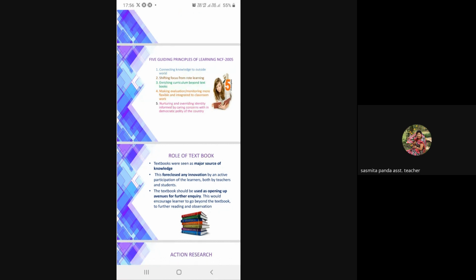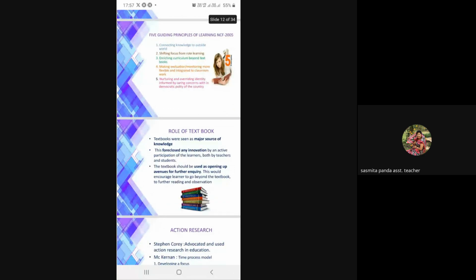Okay. And the textbook is a very good teaching aid for the teacher, but the teacher must not confine themselves within it. The teacher must know, along with the textbook, what other reference books and reference materials to take to the class, and give exposure to the children, so that the children can also go beyond the text.